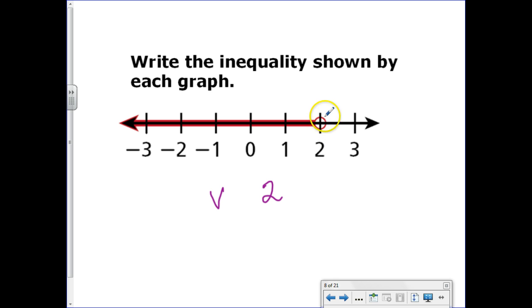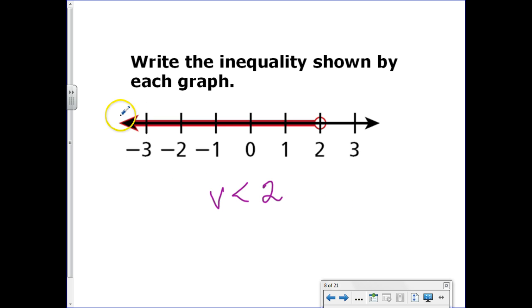I see that it's an open circle, so I know that I'm only going to have a less than or greater than sign, no equal sign. Because I'm shading to the left, it's a less than.